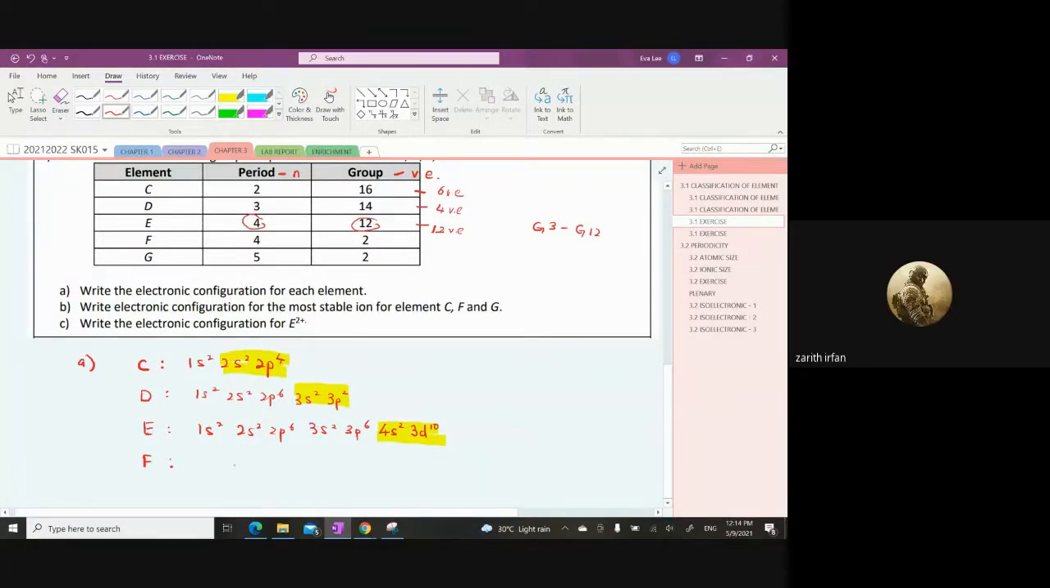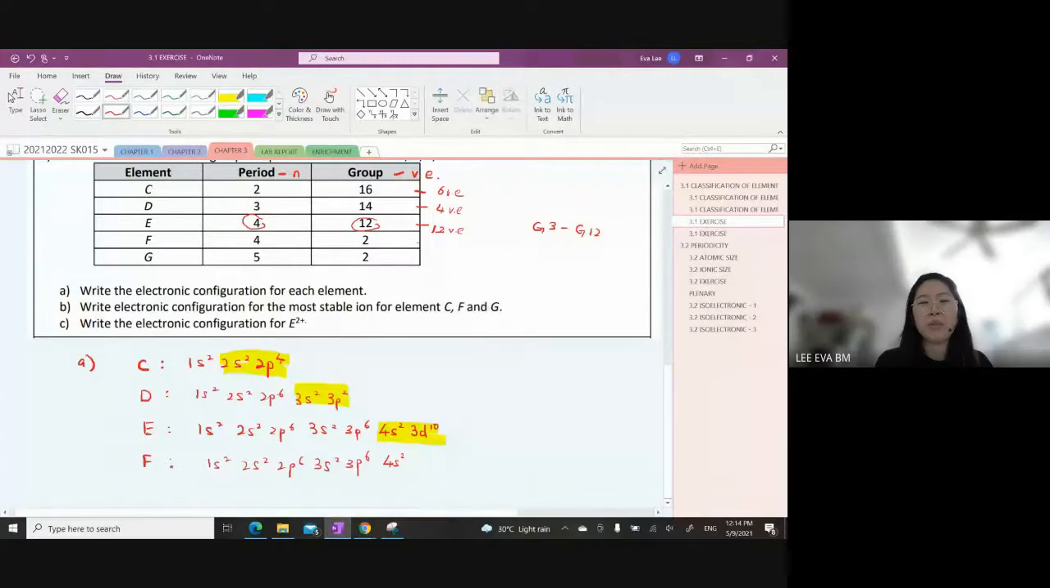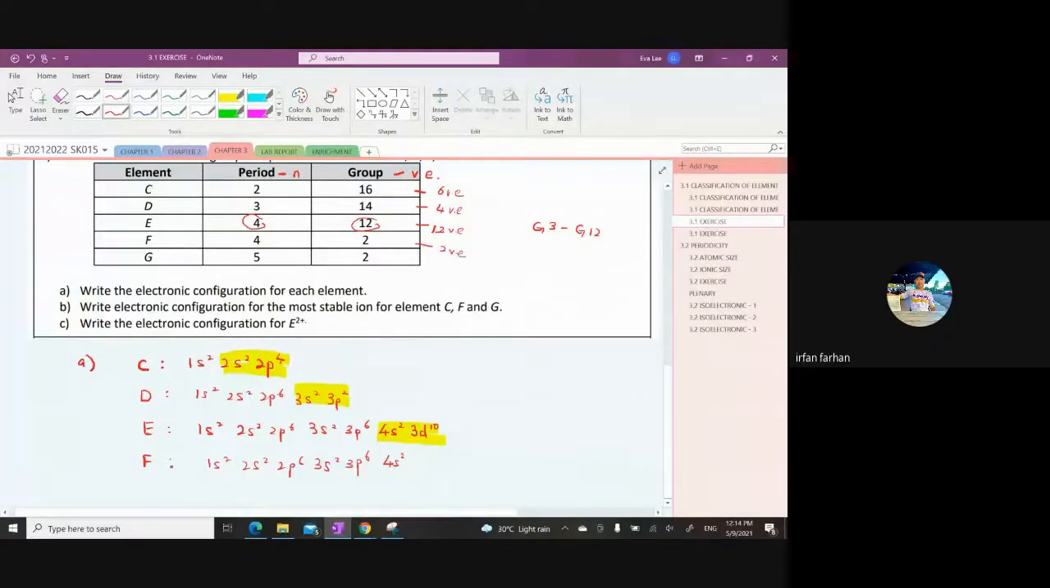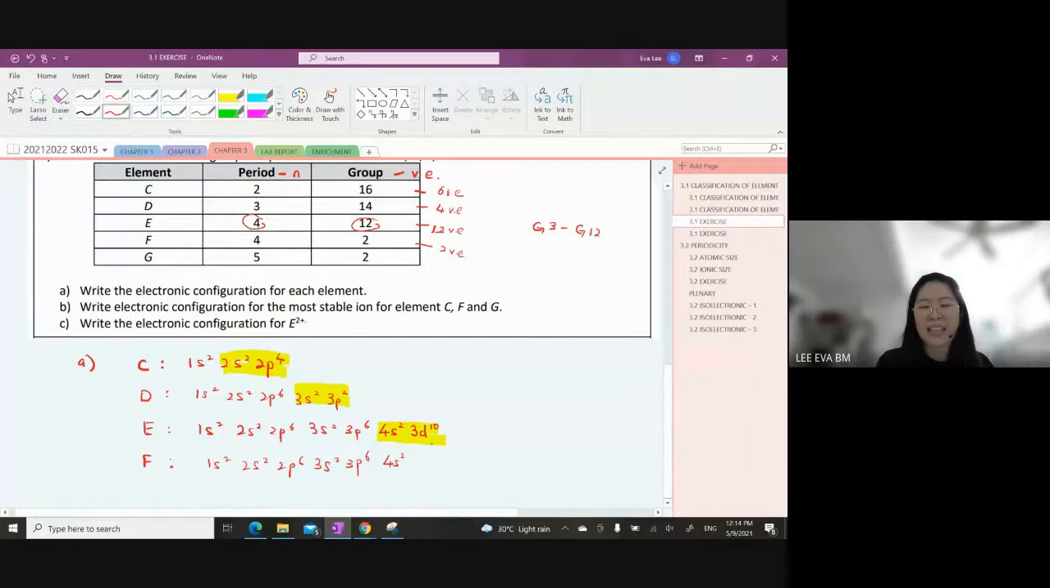1s2, 2s2, 2p6, 3s2, 3p6, 4s2. Itu saja, madam. Ada 3d tidak? Tak ada, sebab group 2. Sebab group dia dua. Group 2 blok mana? Block S. So that means your last electron should enter S orbital. So you stop at 4s only. So pay attention to E and also F.